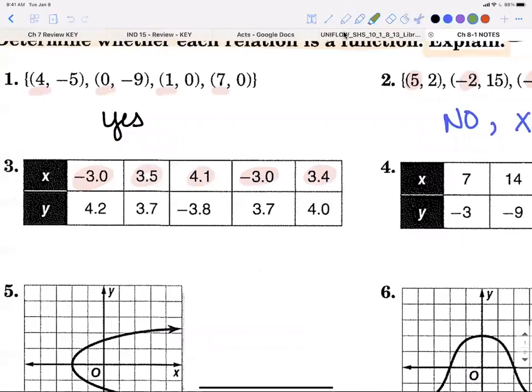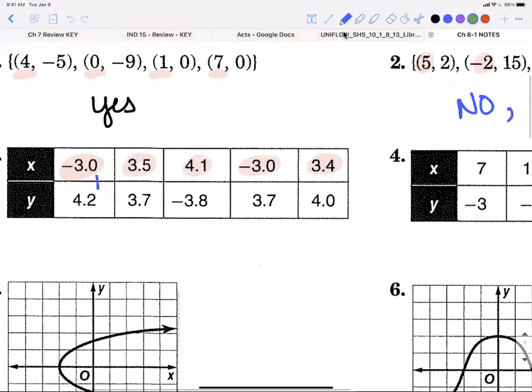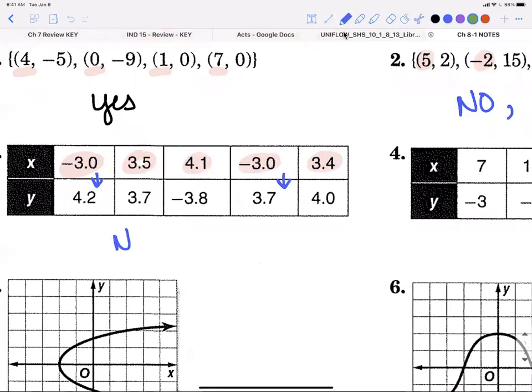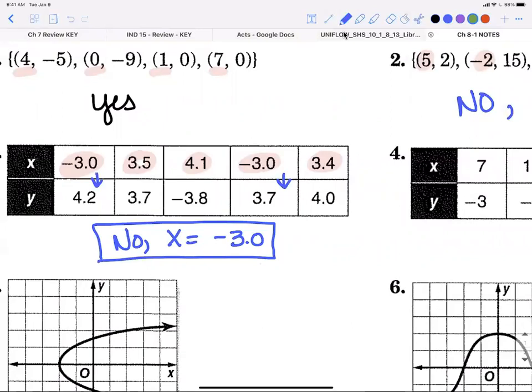Yep, we've got that -3, and -3 is a cheating X because -3 is with 4.2 and 3.7. So it's a cheating X. So that means no, it is not a function. Since your answer is no, tell me why. Why is just simply list your cheating X. These really are super simple if you just remember the no cheating X's.